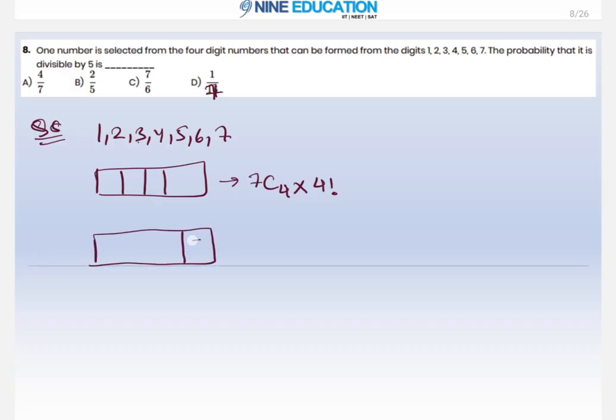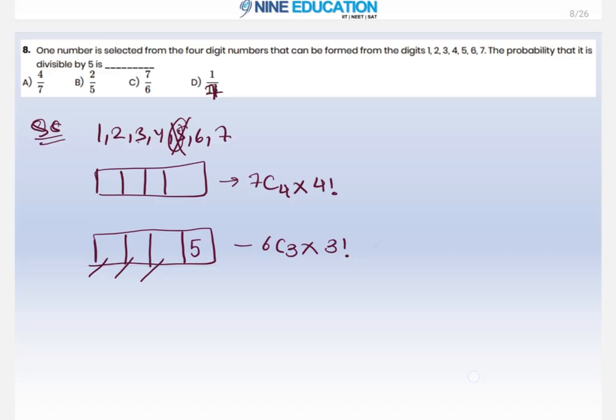The numbers which are divisible by 5 should have 5 at the last place, so that they are divisible by 5. Now for these particular three boxes, we have to choose any 3 numbers out of the 6, because 5 is not there now. So from 6 you have to choose 3, and they can arrange themselves now in 3 factorial ways.